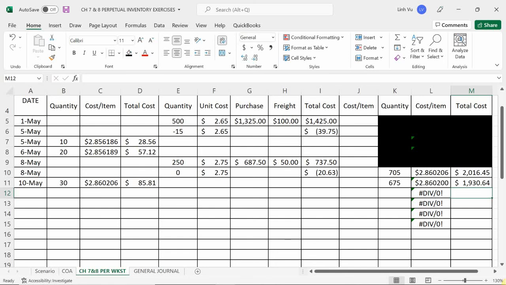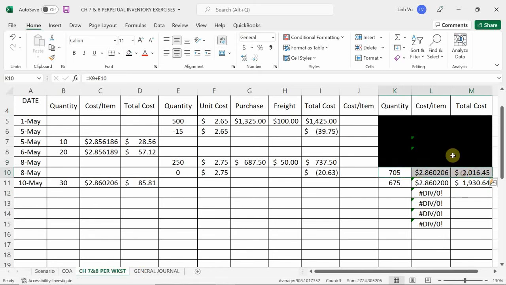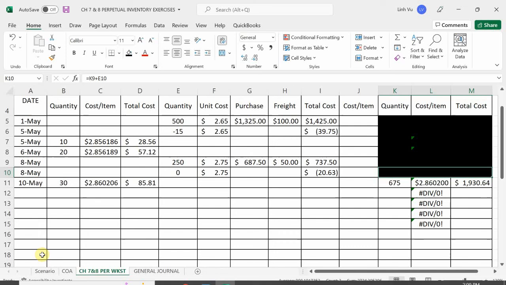It dropped by six hundred-thousandths of a penny. So here you go. I have $85.81, and that's how much it cost me to sell those 30 mugs.